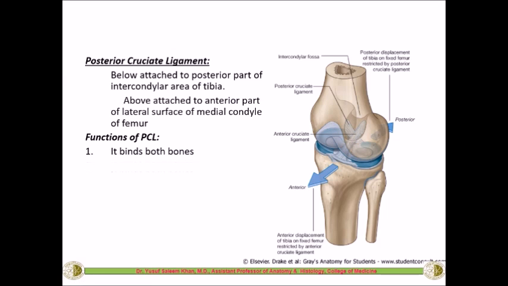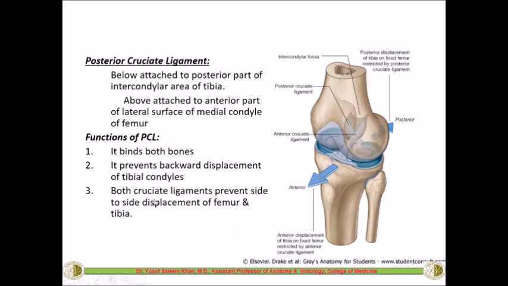What are the functions of the posterior cruciate ligament? This also helps in the binding of the two bones. As you can see, both ligaments help in binding the two bones together. This ligament, apart from that, also prevents backward displacement of the tibial condyle. If you can see here, the anterior cruciate ligament prevents anterior displacement of the tibia over the stabilized femur, and the posterior cruciate ligament prevents the posterior displacement of the tibia over the fixed femur.